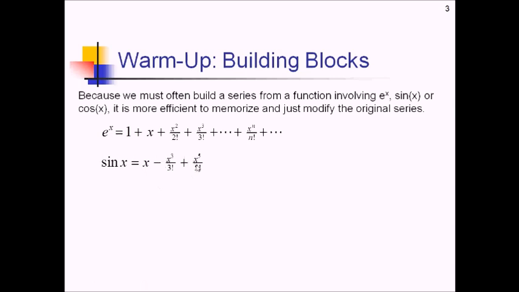So this general pattern here, we're going to have negative 1 to the n power, so that our first term is positive. And then we just want the odd exponents. So we're going to have x to the 2n plus 1, and we have the 2n plus 1 factorial. So this is sine of x. This is another really good one to memorize.